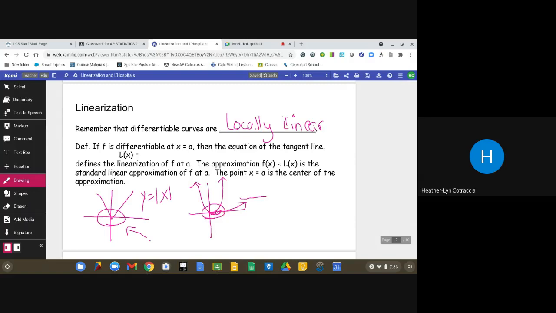So now, knowing that, what we do is we have this process called linearization. And linearization is a way to approximate. So what we do is we are going to construct a tangent line using our equation y - y1 = m times x minus x1. So that's our first step, is we create the equation of a tangent line.